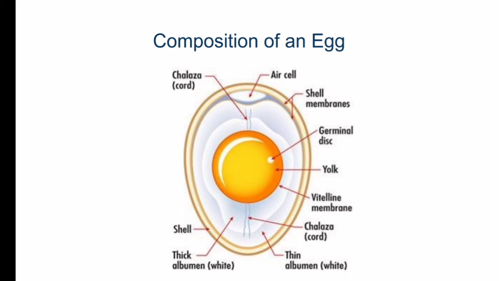Next, we have the albumin or the egg white, and this is a clear thin liquid that surrounds the vitelline membrane, right? It helps to provide another layer of protection and protein for the growing embryo. And then you have the germinal disc, which is a small white spot on the yolk where the egg could have been fertilized and an embryo would have started to grow.